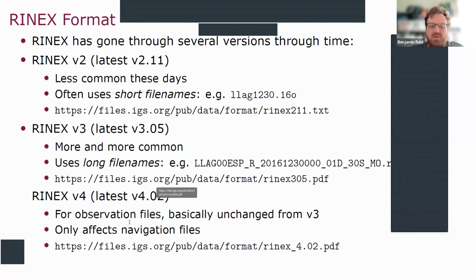RINEX v4 has also come out. It doesn't really change the observation files. It's a change to the navigation files. The code we have cannot read RINEX version 4 navigation files, but it can read RINEX version 4 observation files.